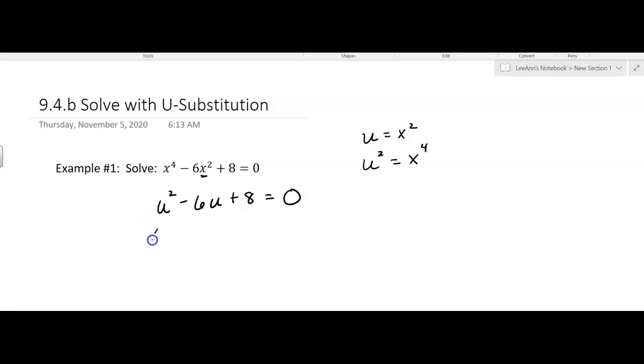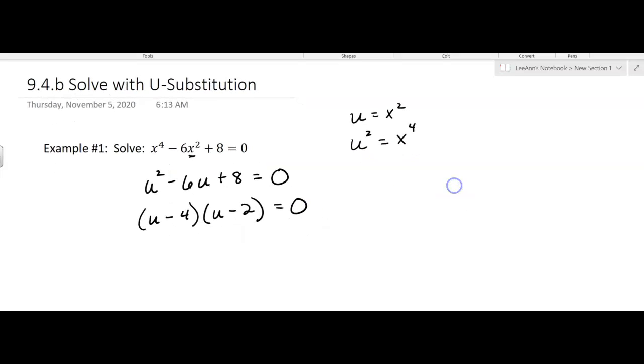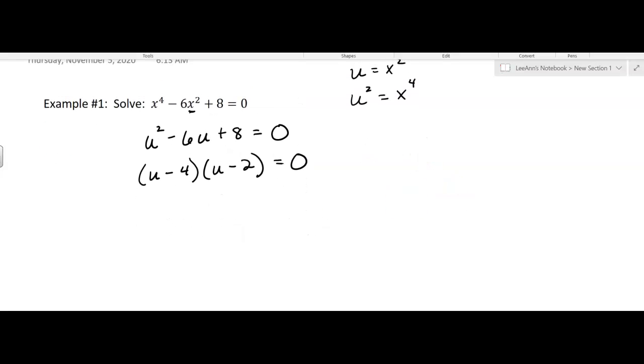This is going to factor. So (u minus 4)(u minus 2). That's how it factors. And so we get solutions for u. We get u equals 4 or u equals 2. But we're trying to solve for x. So now we have to go back to what we had for u.